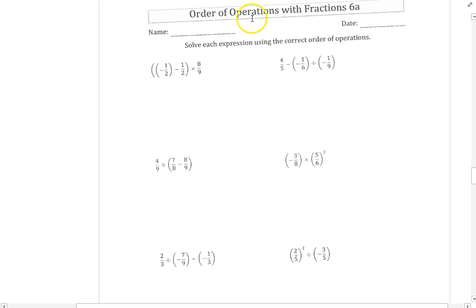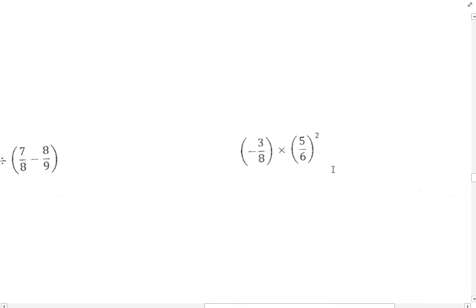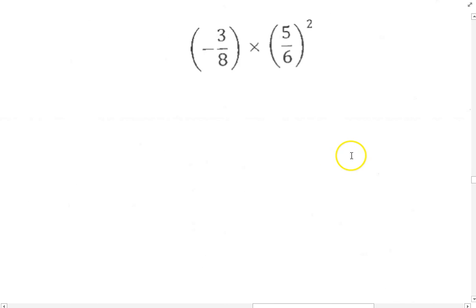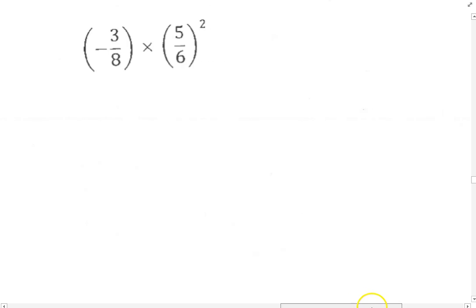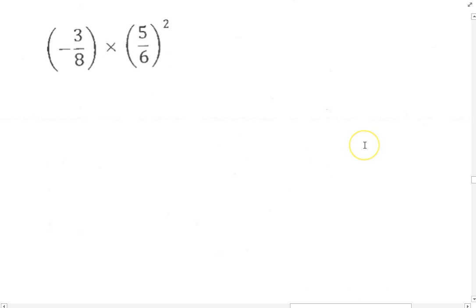Okay, so we are on sheet number 6 of order of operations with fractions. I'm going to try a couple of these ones that include an exponent, because in my experience, I find students struggle with these. So first thing, BEDMAS, I'd start with brackets. These brackets here, I don't need to do any operations with them. They're just kind of holding the fraction.